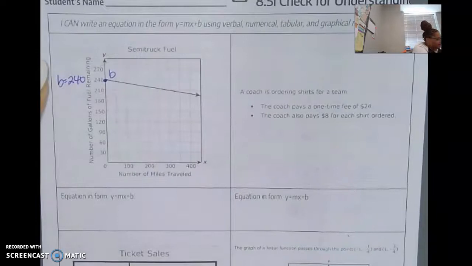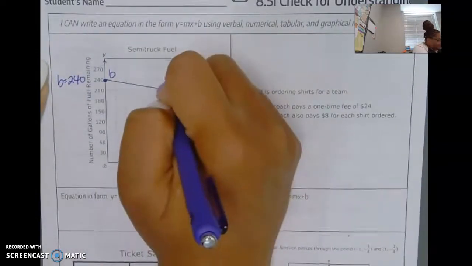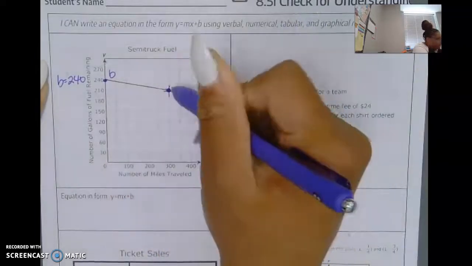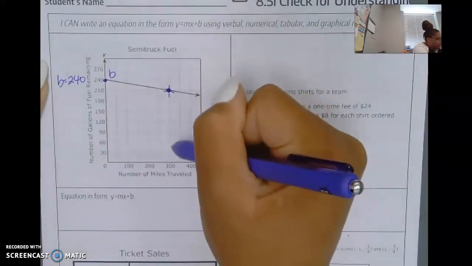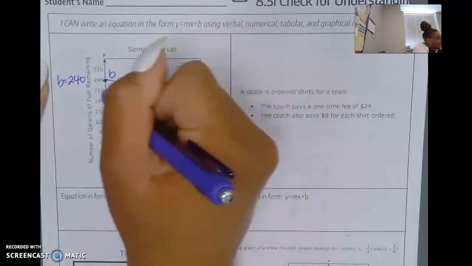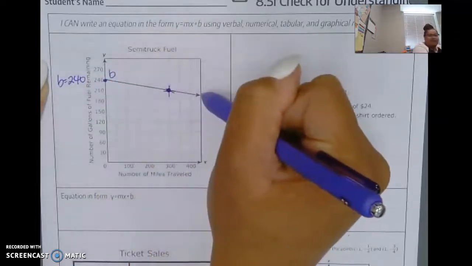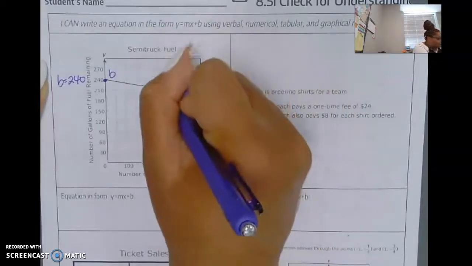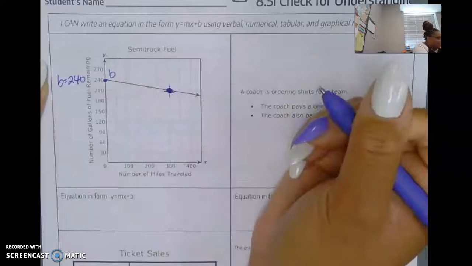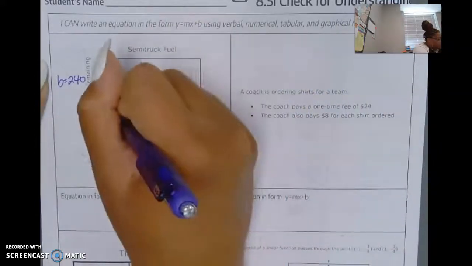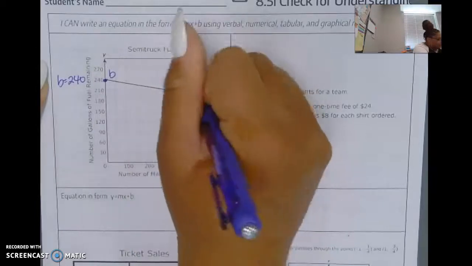Now I need to find a friendly point that goes through all three, which would be right here. What do I mean by all three? It has a grid line going up and down, parallel to the y-axis. It has a grid line parallel to the x-axis, and it also goes through my graph that I have here. So I'm going to make this point big and obnoxious.